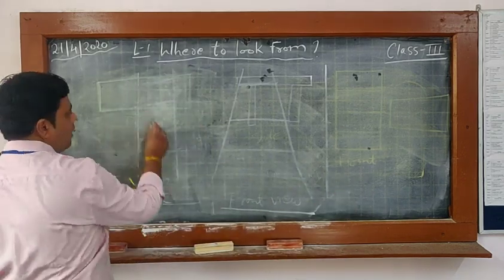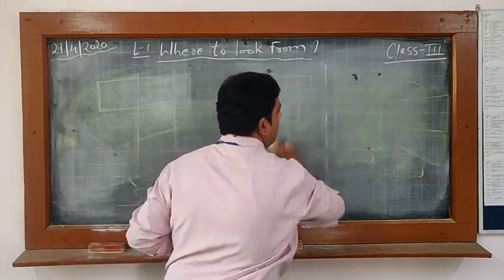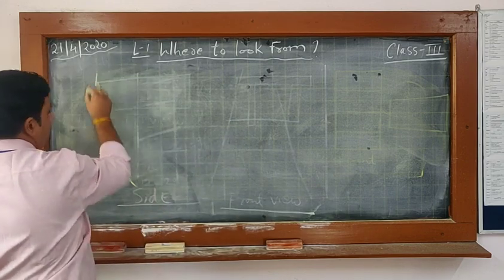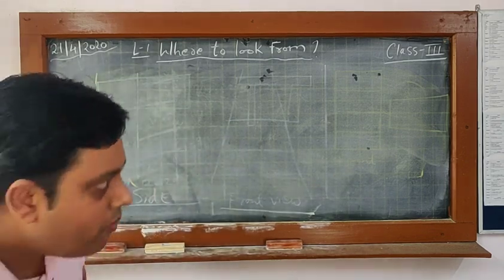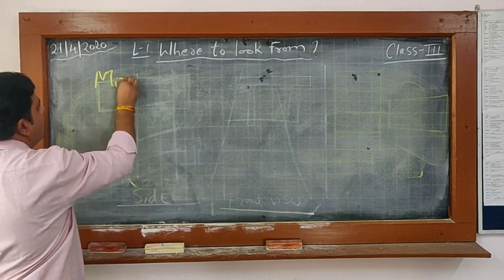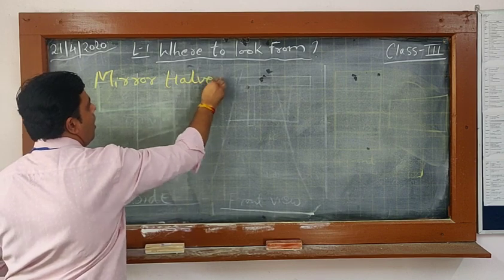It is a side view, it is a front view, or it is a top view. Okay, now second exercise is there, mirror halves. Name of the exercise is mirror halves.